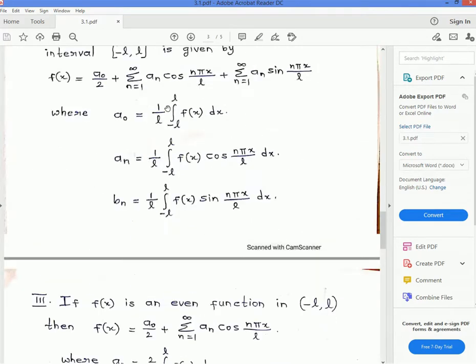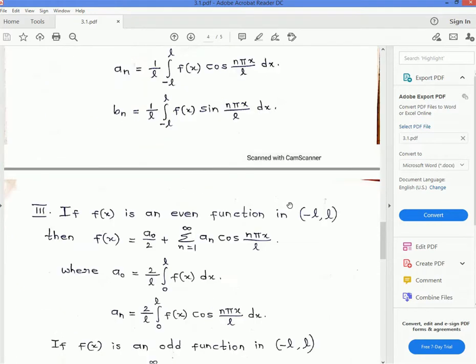Since a naught is 1 by l integral minus l to l f of x dx, and f of x is an odd function, the integral minus l to l f of x dx is 0. Since f of x is odd and cos x is even, the product of odd and even function is odd, so the integral is 0. Since f of x is odd and sin n x is odd, the product of two odd functions is an even function. So minus l to l becomes 2 by l integral 0 to l f of x sin n pi x by l dx.